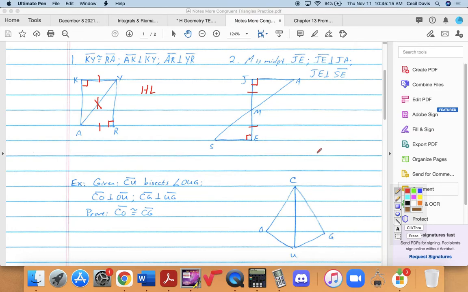Does that mean that JA and SE are parallel? Yes, we could show that, but we don't need to. But yes, you are correct. Those two would have to be parallel. What else do we know here? Angle SME is congruent to JMA. Because vertical angles are congruent. So how can we prove these two triangles congruent? Angle side angle.